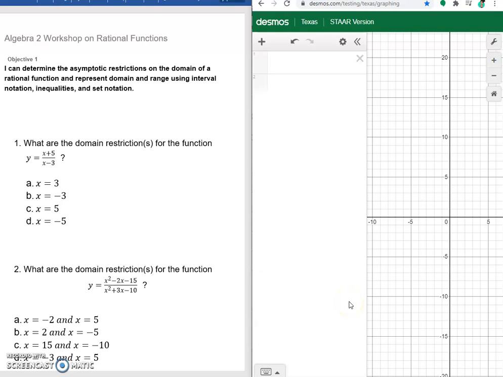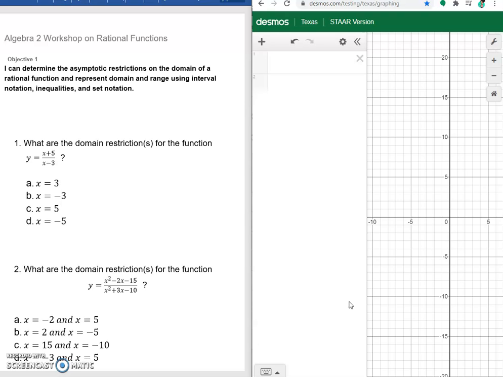Welcome back, everyone. Today we're going to have a workshop on rational functions. There are three objectives for this, and for objective number one, I can determine the asymptotic restrictions on the domain of a rational function and represent domain and range using interval notation, inequalities, and set notation. Let's begin. Example number one.